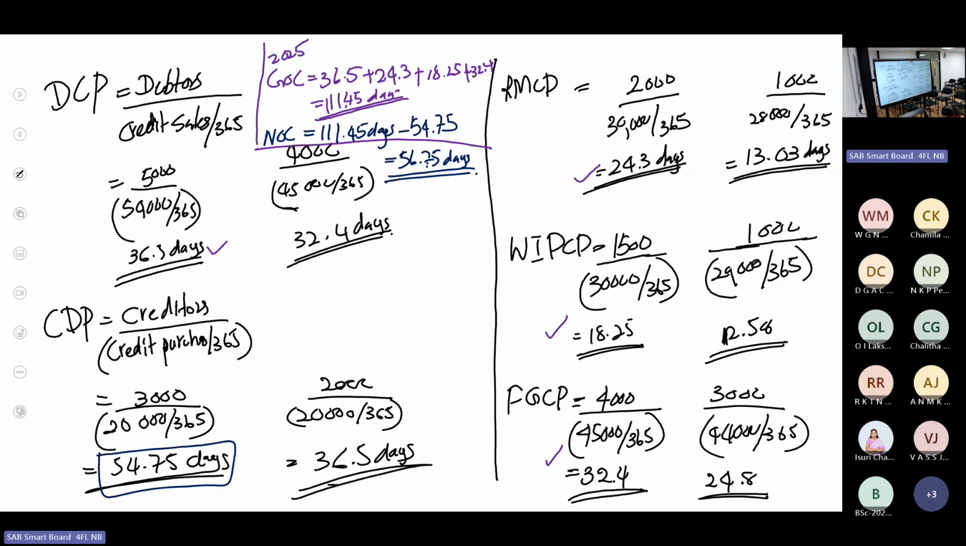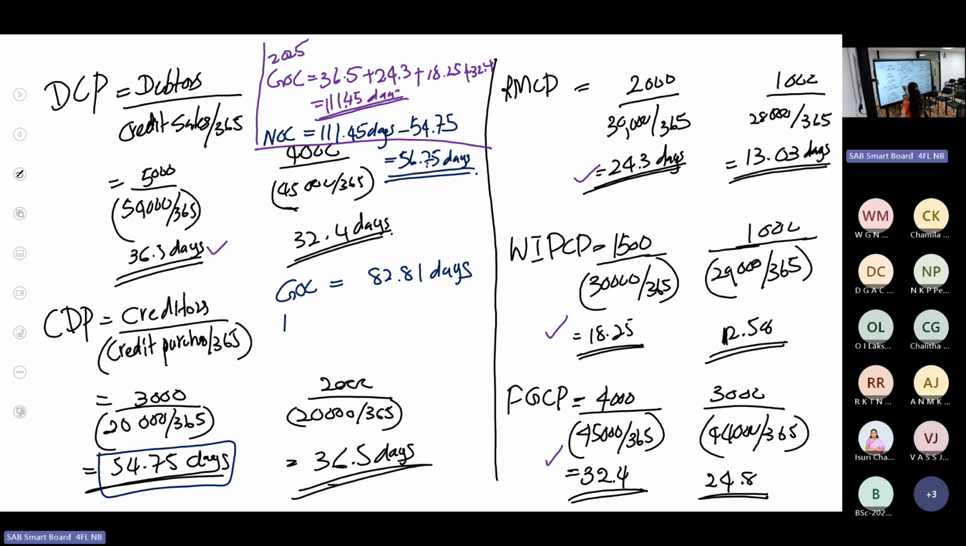Yes, students, can you respond to me? Is that correct? Correct. Okay. How much is 2024? GOC for 2024: you just need to add 32.4 plus 13.03 plus 12.58 plus 24.8. That is 82.81. Very good. 82.81 days for GOC.